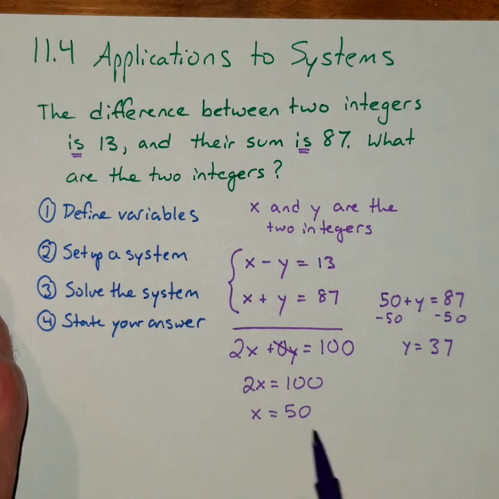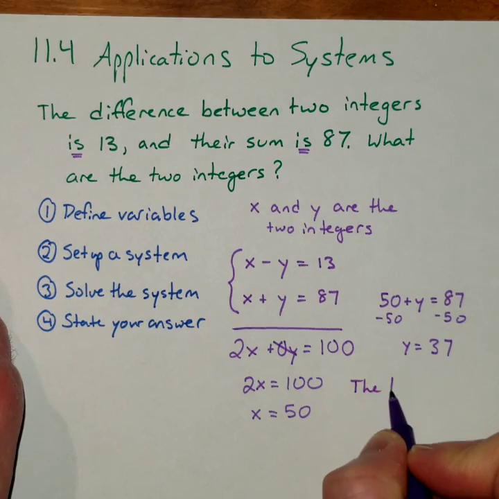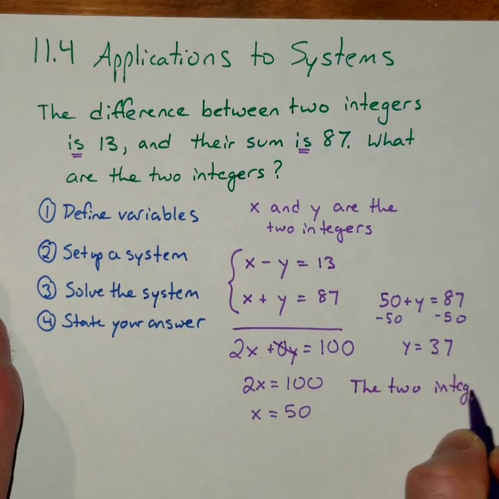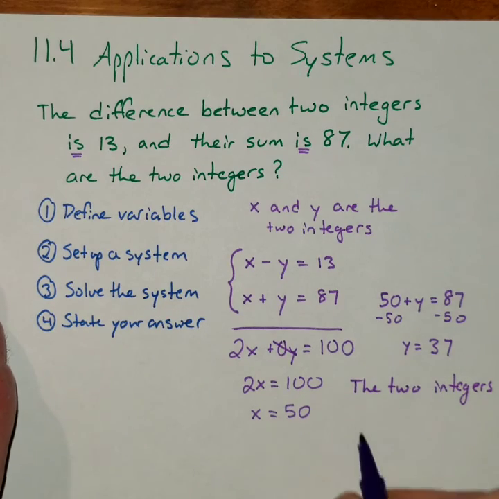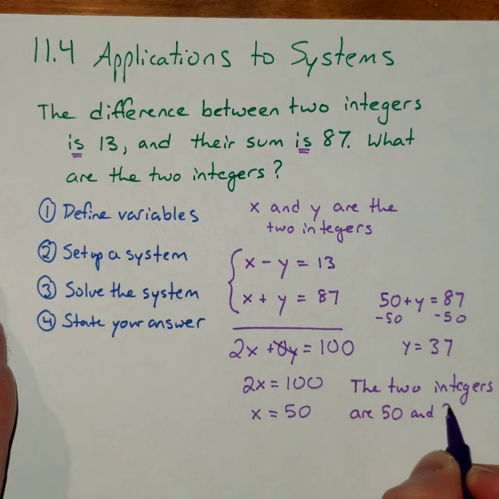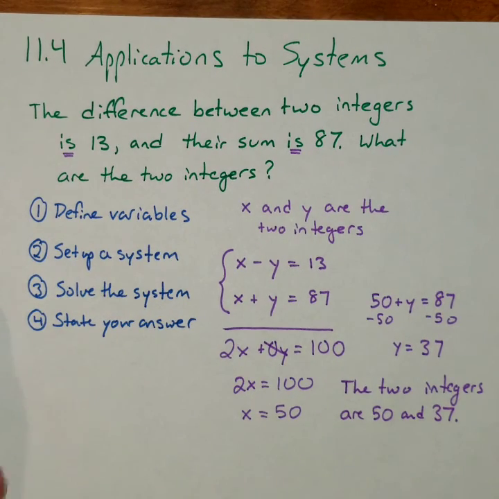And so the statement of our answer is to say the two integers are 50 and 37. Okay. When we state our answer, it's good to use a complete sentence. And again, if units are necessary, we would use them. They weren't here, but that's okay.